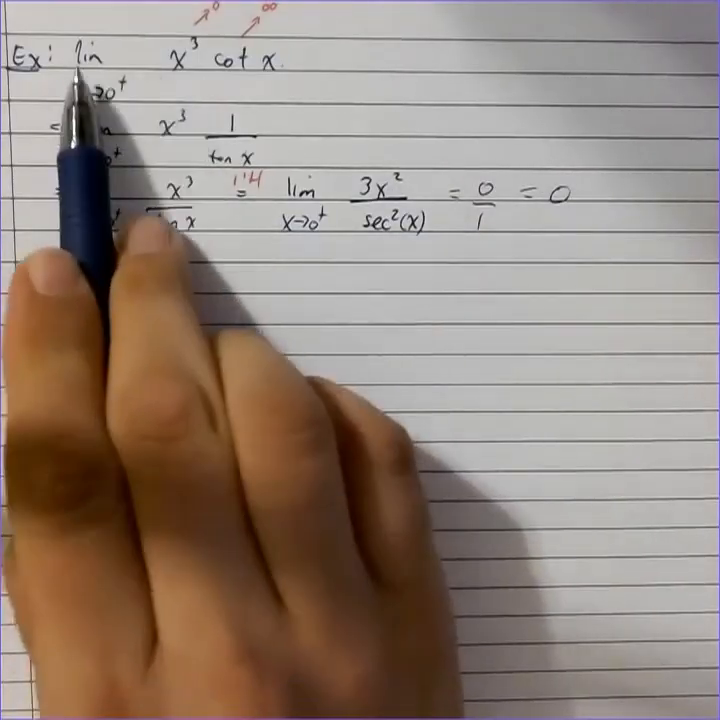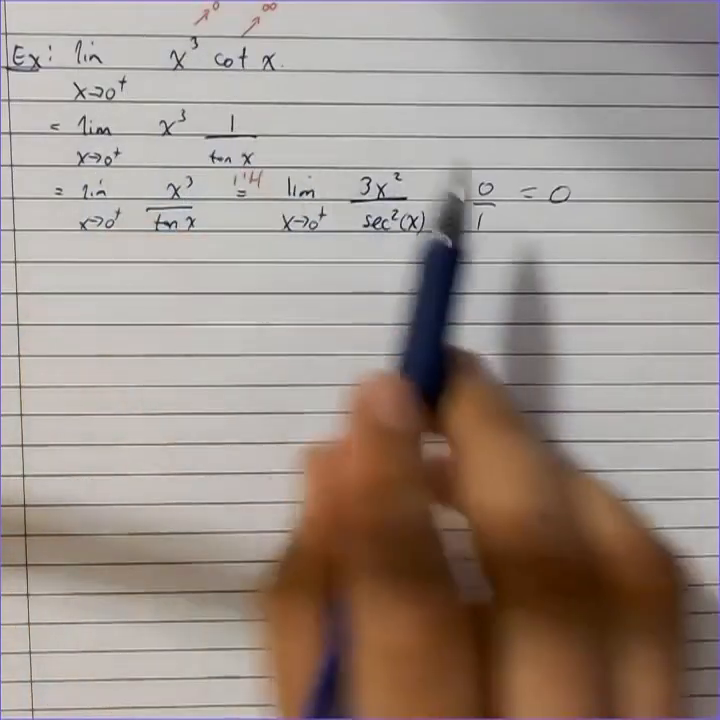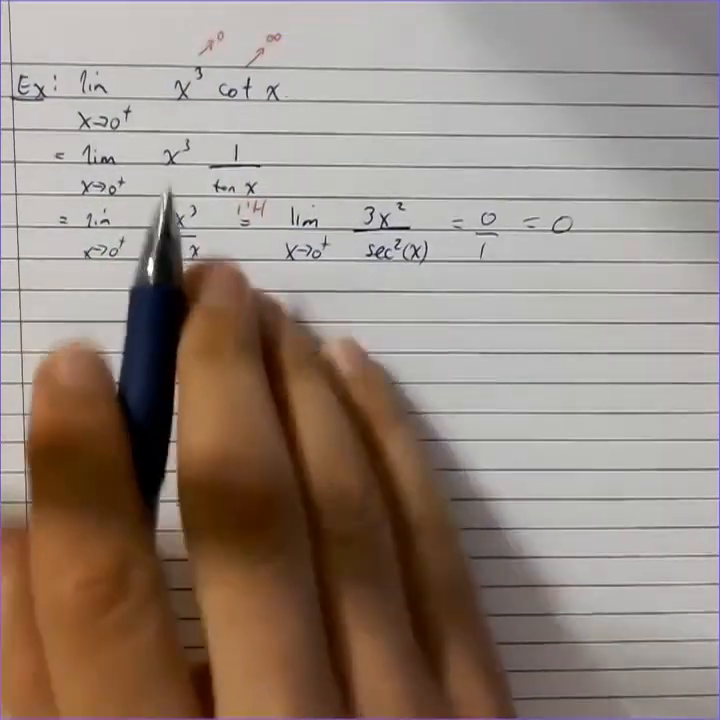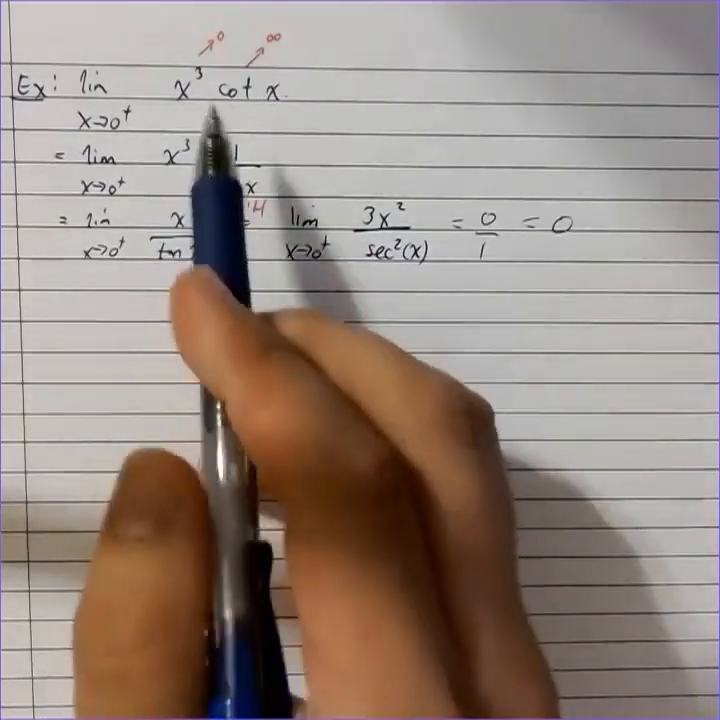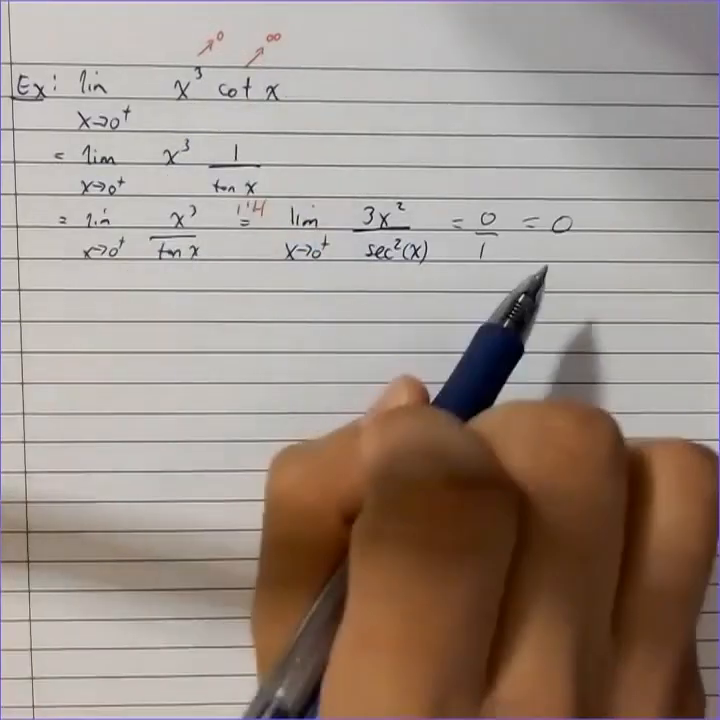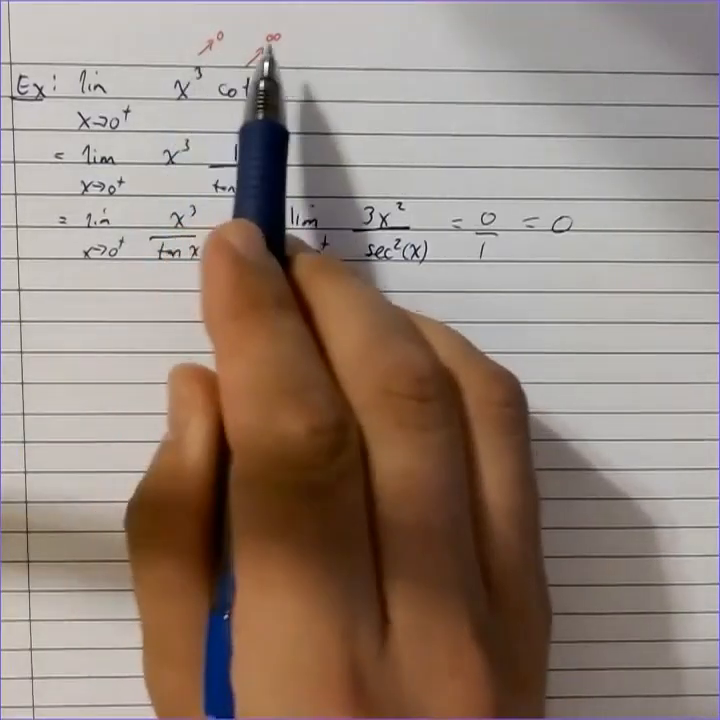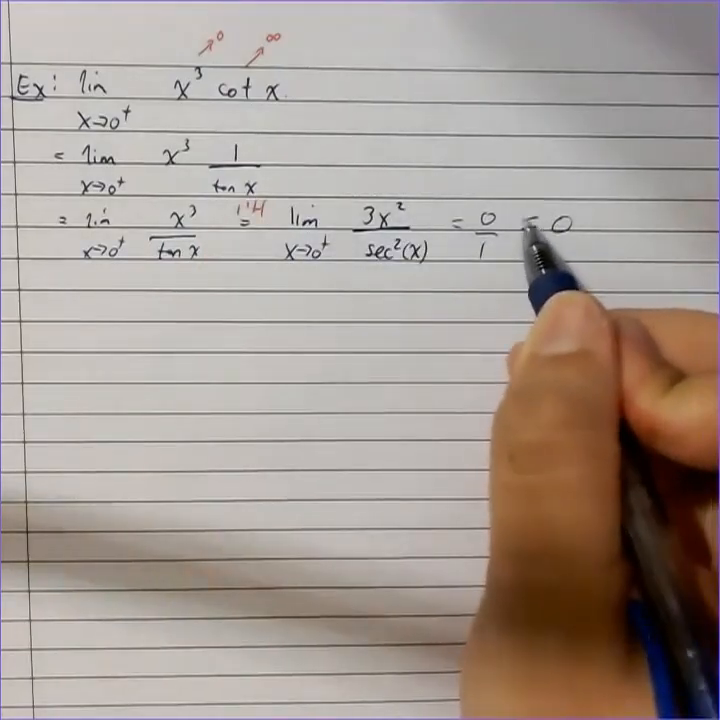So here, the limit as x approaches 0 from the right of x to the third cotangent of x, that's equal to 0. So in this particular case, 0 times infinity was equal to 0. Now be careful, that's not always true. In other indeterminate forms like this, you might have 0 times infinity is equal to infinity, 0 times infinity is equal to 5. There's no way of knowing ahead of time until you actually go through and compute.